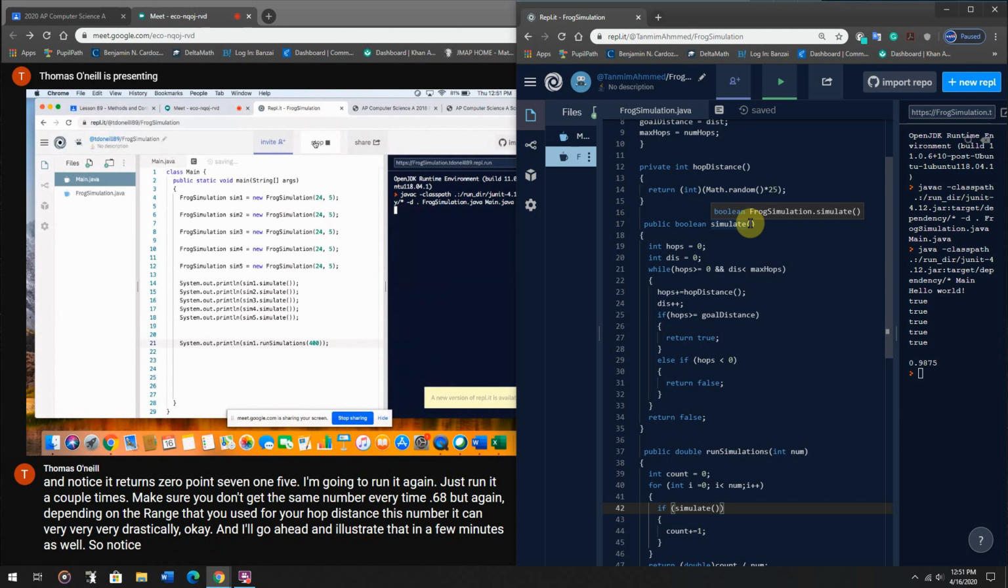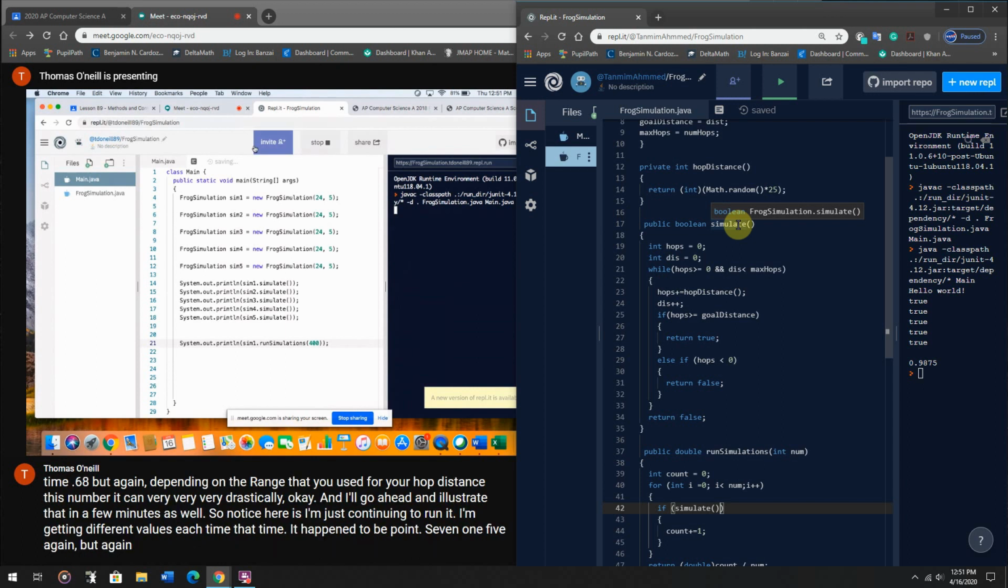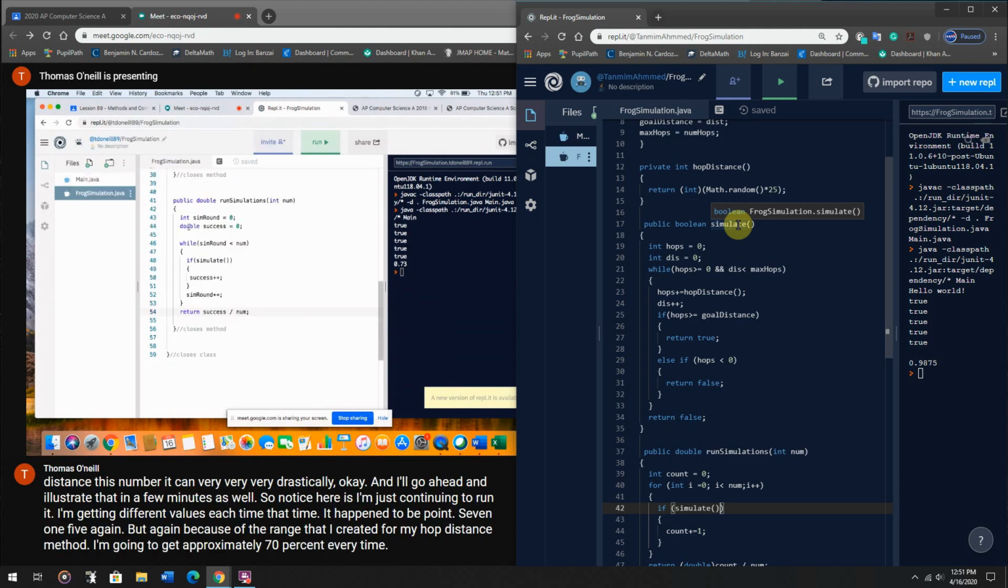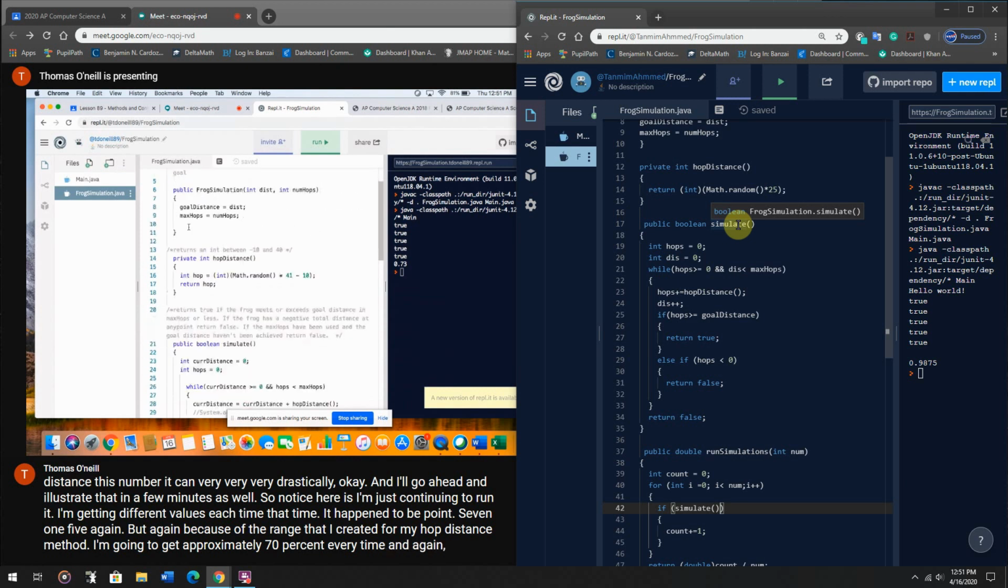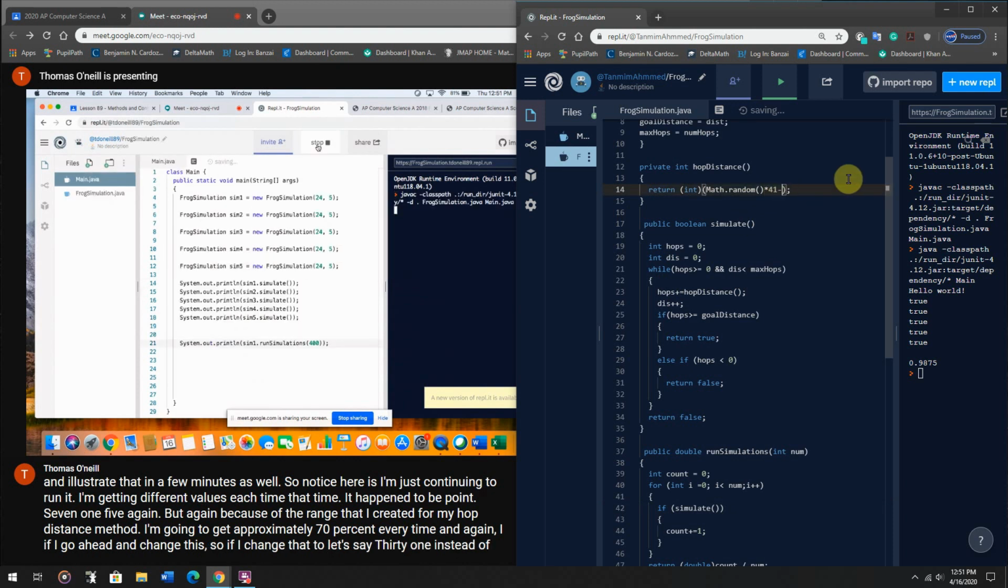So notice here, as I'm just continuing to run it, I'm getting different values each time. That time it happened to be 0.715 again. But again, because of the range that I created for my hop distance method, I'm going to get approximately 70% every time. And again, if I go ahead and change this, so if I change that to, let's say, 31 instead of 41, I go back to the main method and I run it.